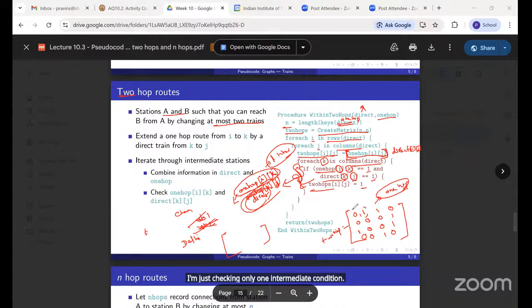So one intermediate station. That's actually easier to check, right? Instead of checking two intermediate stations. Because this one-hop says I already have one intermediate station.